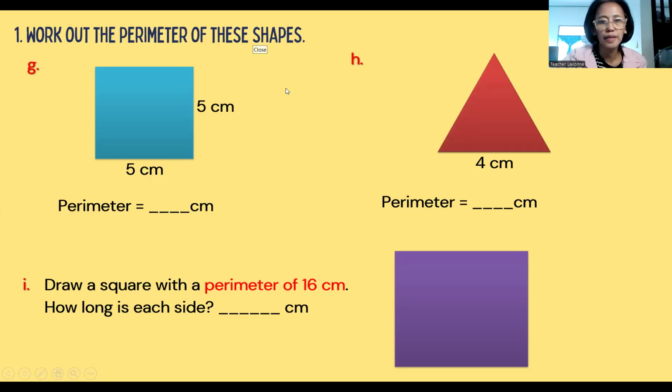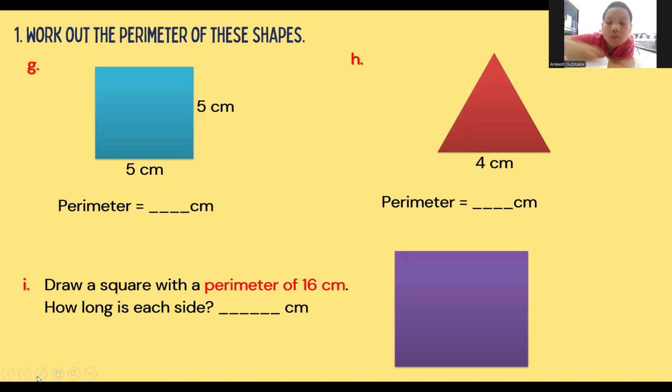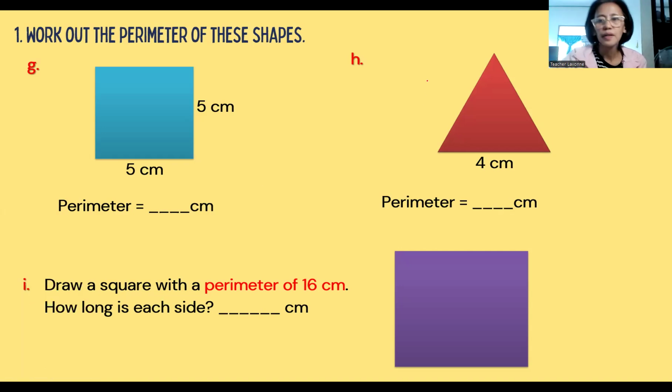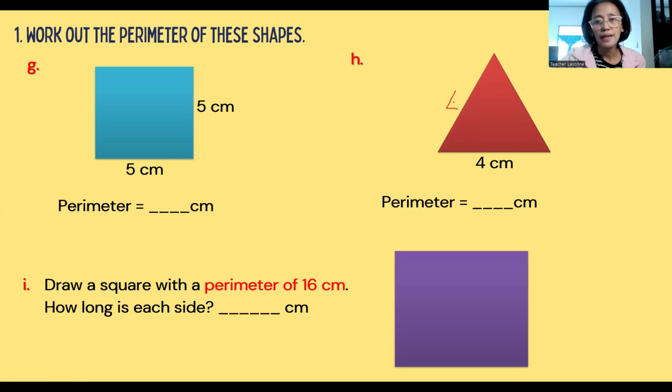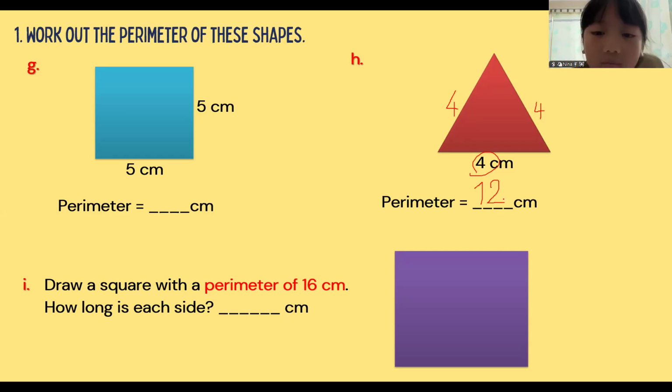Everyone got 12 cm. How did you get 12 cm? Can you explain? Three times. It is a regular shape, right? A regular shape has the same size sides. So if this is 4, of course, this one is also 4. So 4 plus 4 plus 4, or 4 times 3, the answer is 12 cm. Okay?